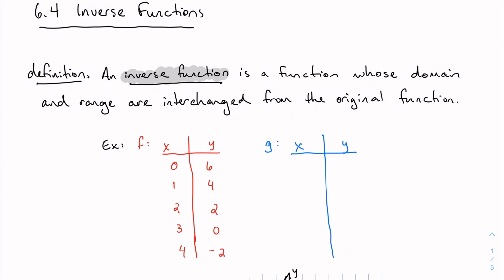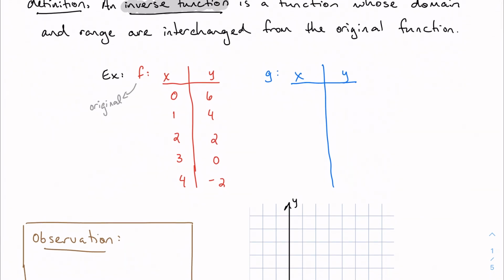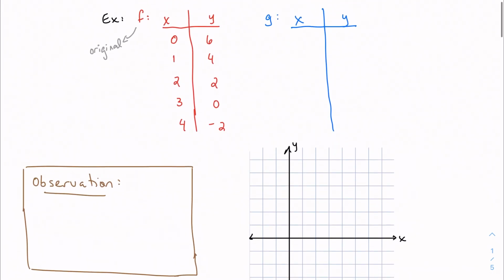So here is my original function f. And right now, for the sake of keeping it simple, it's just a set of ordered pairs, right? We have 0, 6; 1, 4; 2, 2; 3, 0; and 4, negative 2. And I could actually plot these points if I wanted to. So maybe I'll do that first.